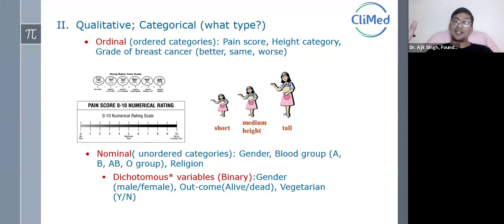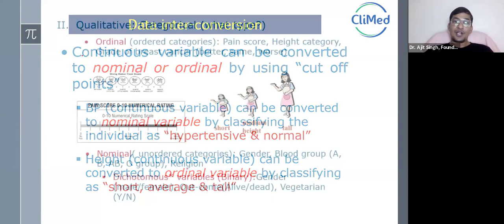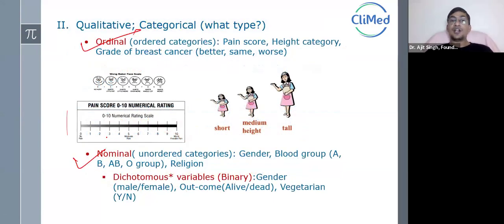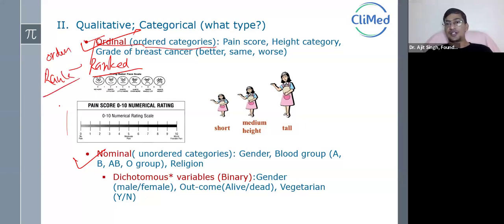We have categories, right? So categories are also two types. One is ordinal, one is nominal. So what is ordinal? As you can see by the name, there are ordered categories. We also call them ranked data, either ordinal or ranked. Ordinal means there is an order. There is a rank in the data set.